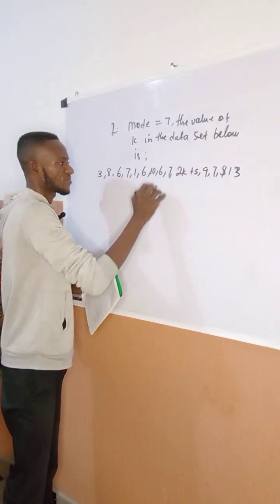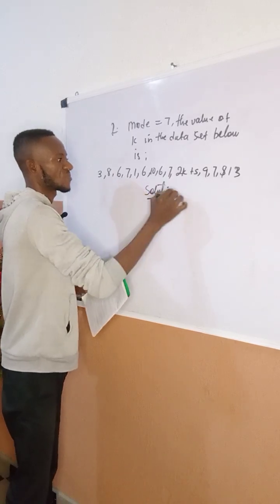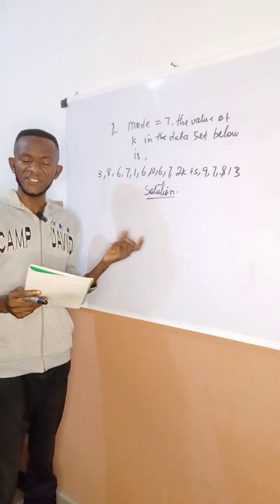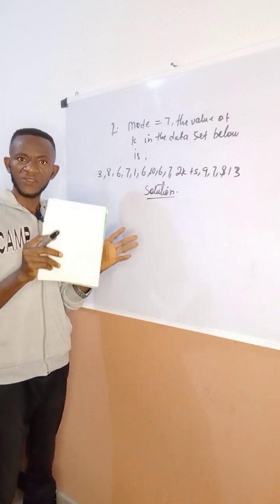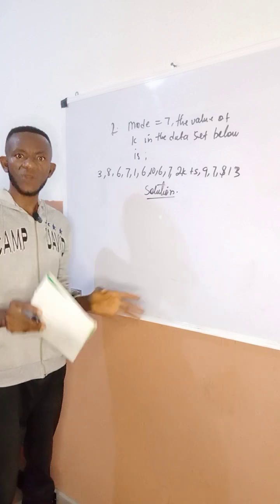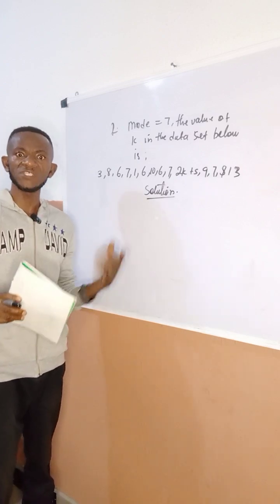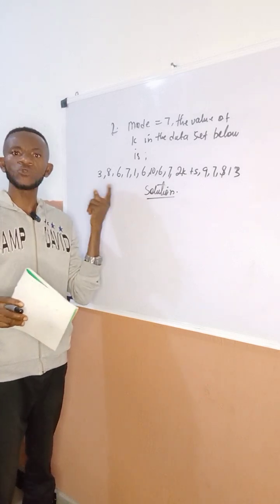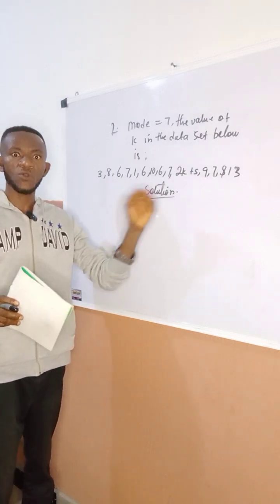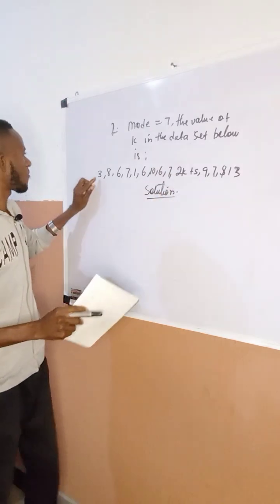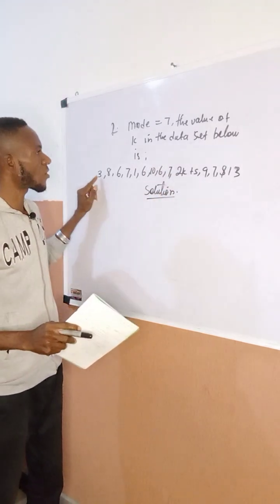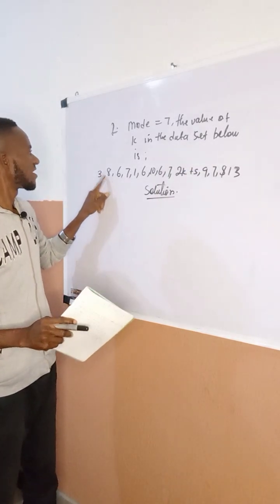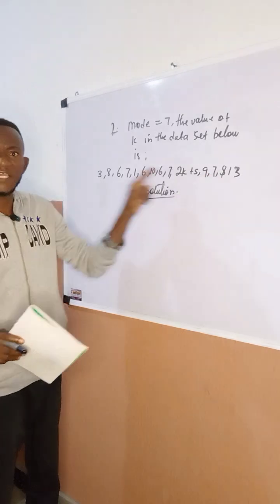First of all, write solution. And after that, we remind ourselves of what mode is. The number that has the highest occurrence in a set of data is what we call the mode. So we are going to go through the values in the data set and see the number or numbers that occur the most. We come over here, this is 3. 3 occurred once, no other 3 anywhere here. We come over to 8. 8 occurred once because there's no other 8 here.